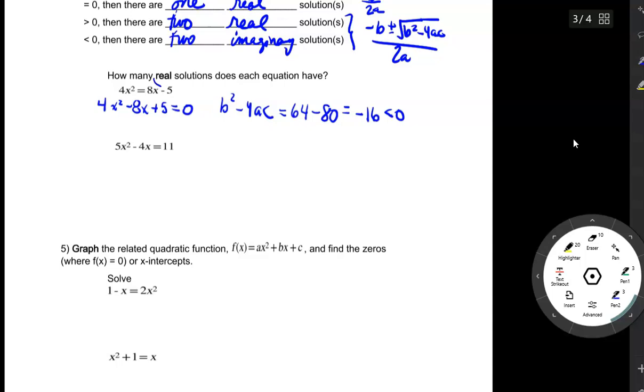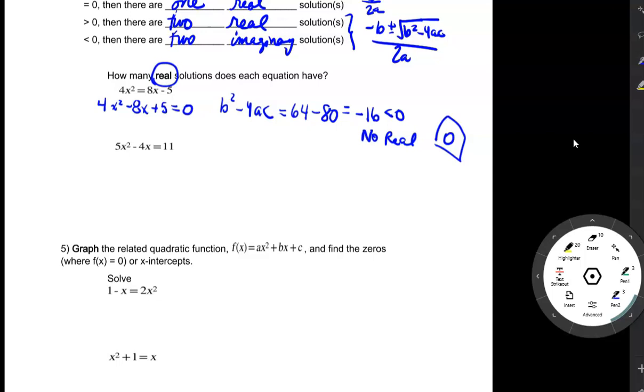Now notice that this asks for how many real, not how many solutions. How many real? We only have 2 solutions, but they're both imaginary, so there's no real solutions, or the answer is 0. How many? 0. Okay, let's look at the second one.